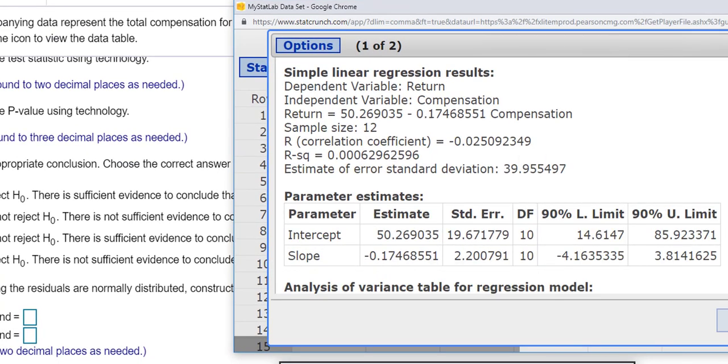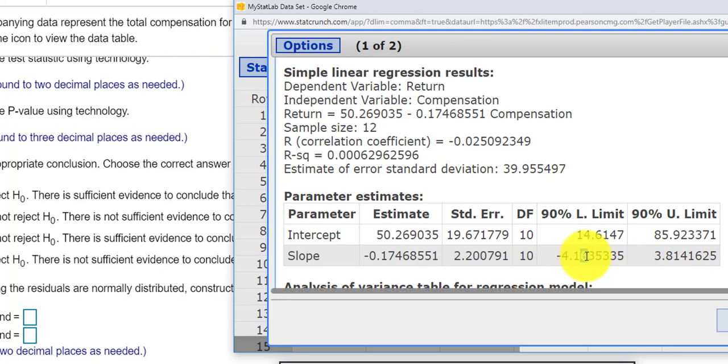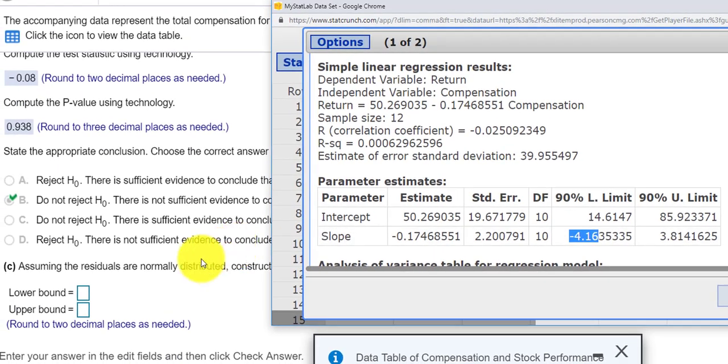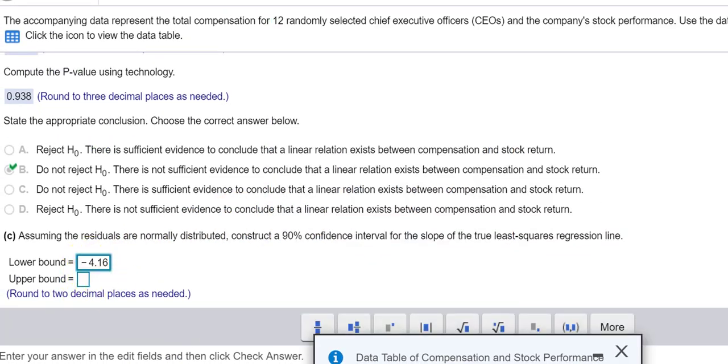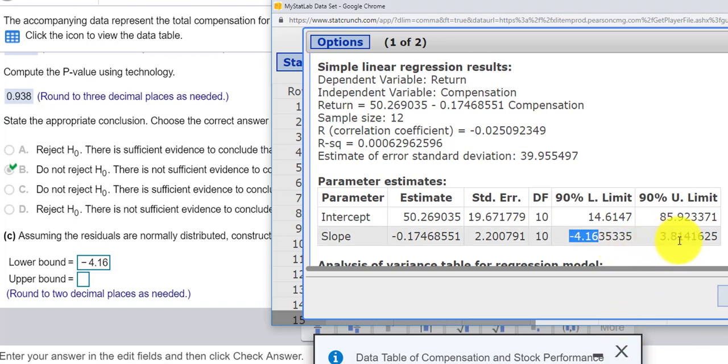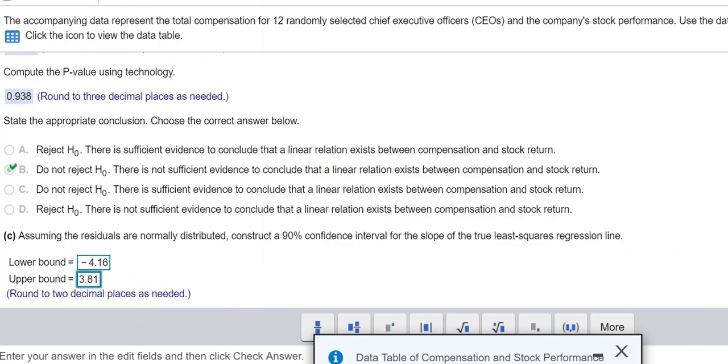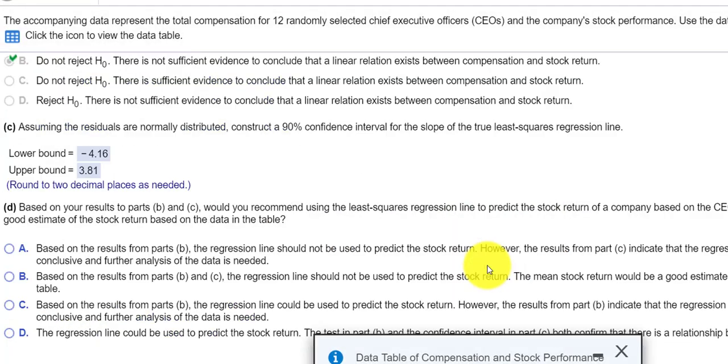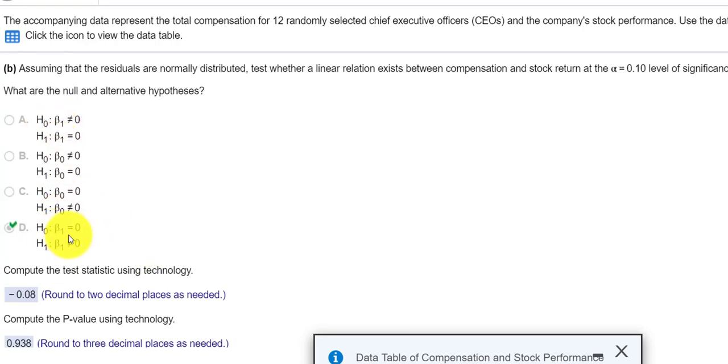Let's look for our upper and lower limits, right? Remember, here's the intercept, the y-intercept, and the slope. So we're looking at these limits down here. The lower bound to 2 decimal places would look something like this, and the upper bound would look something like this. Again, I think they said 2 decimal places. We check answer, and we get the good job. Notice that our lower bound is below 0 and our upper bound is above 0. So our interval does contain 0, which means we would not reject the null hypothesis, right? We would not reject this here.